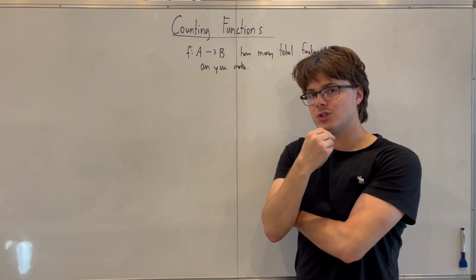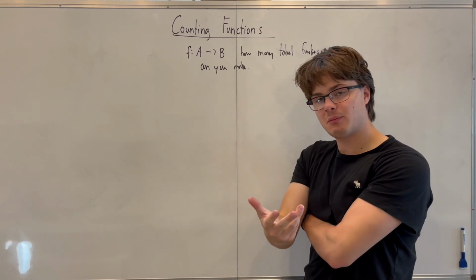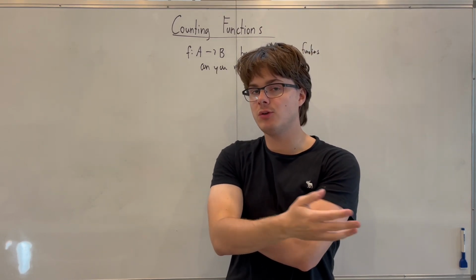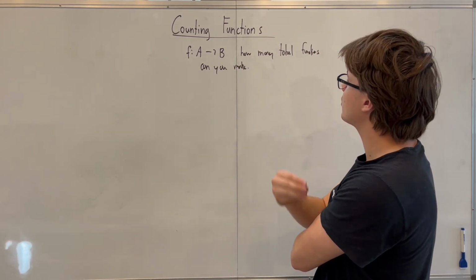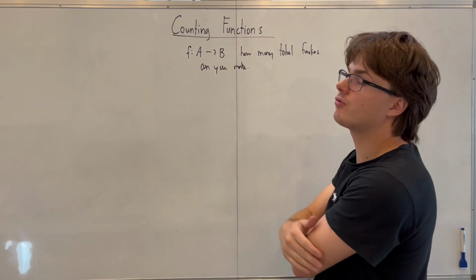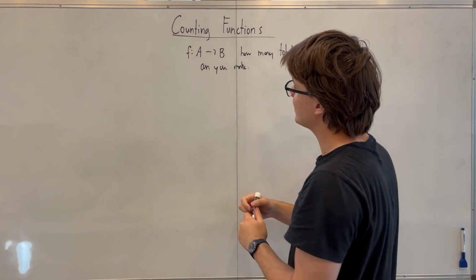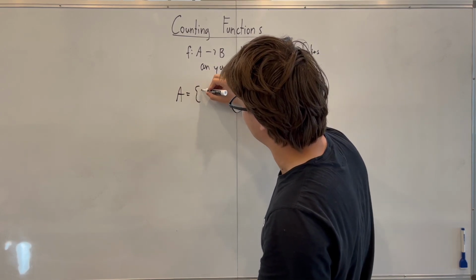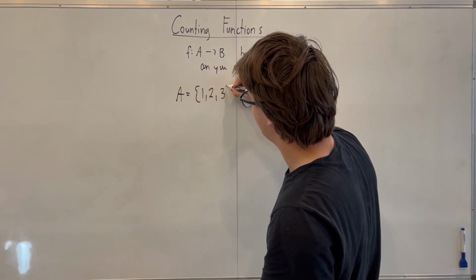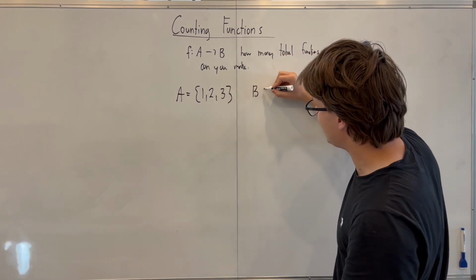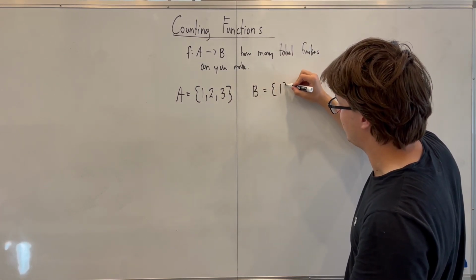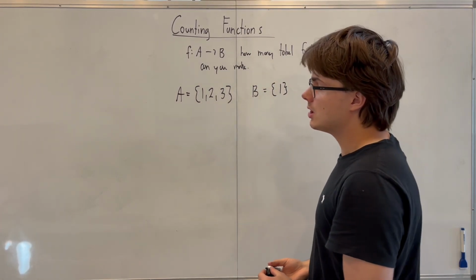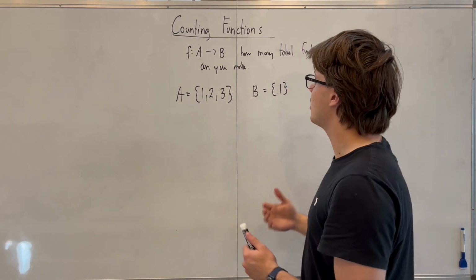I'm instead going to do two examples, and from them we're going to extract the formula you use to figure out how many total functions there are from two finite sets. So let's go ahead and create two finite sets. Let's let A equal 1, 2, and 3, and let's let B equal, let's say, 1. So how many total functions are there?